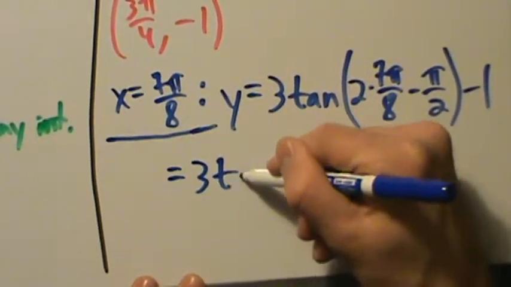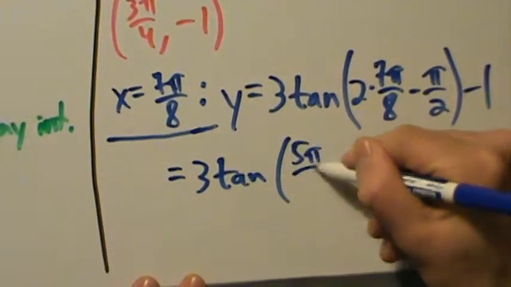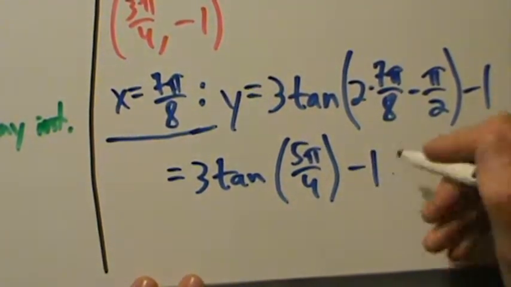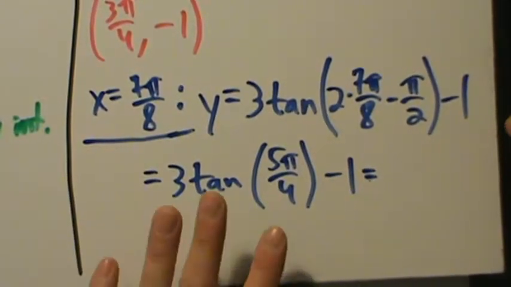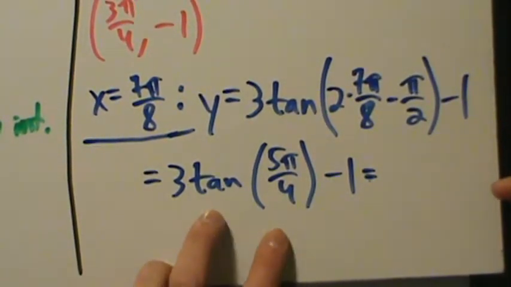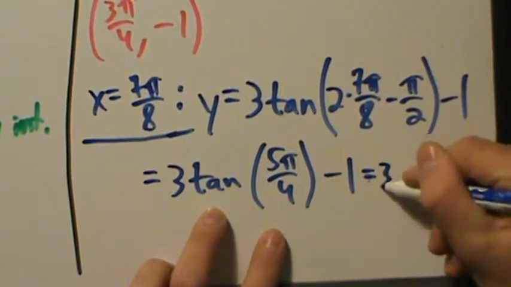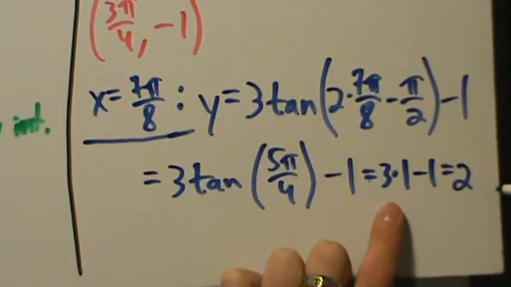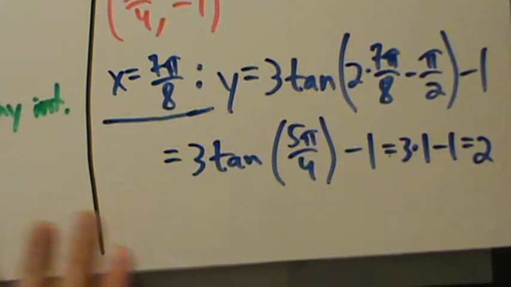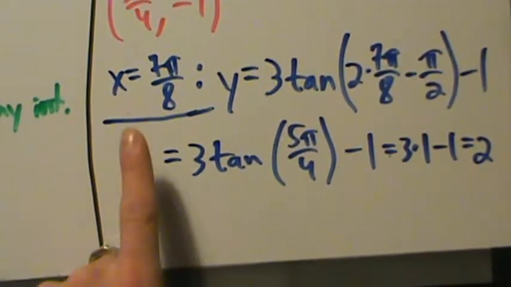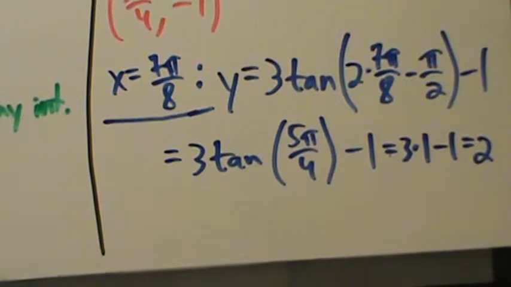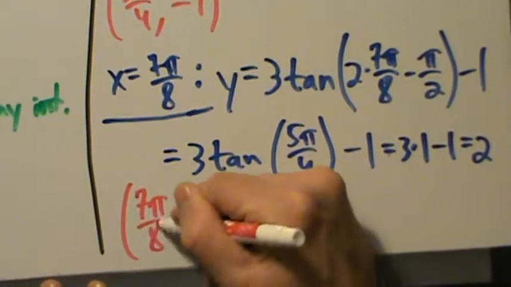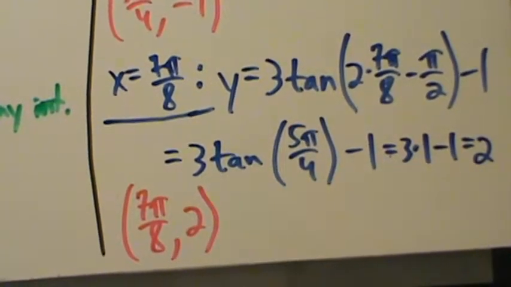So this whole thing is 3 times the tangent of 5 pi over 4, and then minus 1 is still there. So think about the unit circle again. Tangent of 5 pi over 4, what is that? Well, it's positive 1. So this is 3 times positive 1 minus 1. 3 times 1 is 3, 3 minus 1 is 2. So this tells us that when x is 7 pi over 8, the corresponding y-coordinate is 2. 7 pi over 8, comma 2. So we have that going on there.